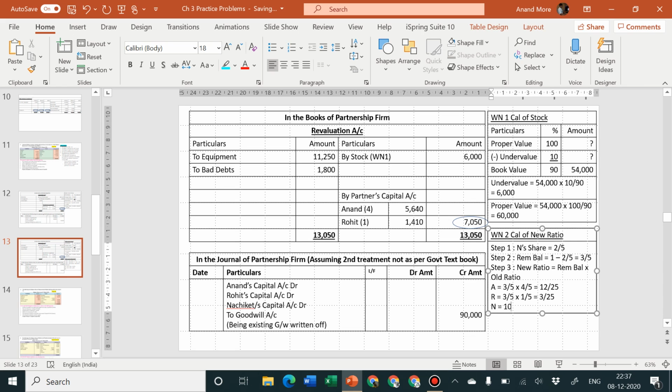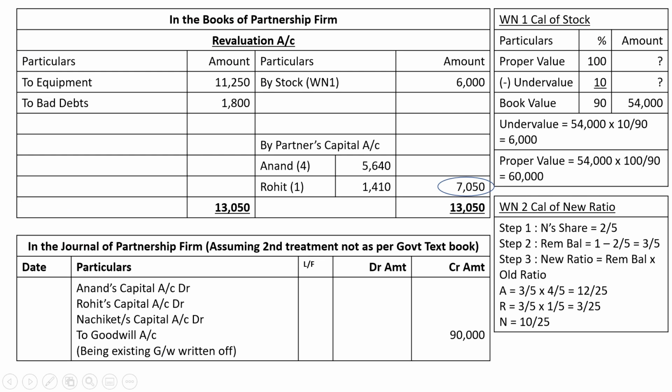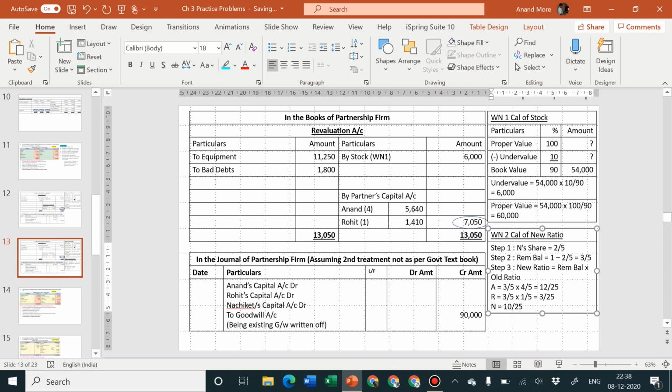So N is equal to 10 upon 25, and 10 upon 25 can also be considered as 2/5, because 10 upon 25, if numerator and denominator both are divided by 5, then you get 2 upon 5. So we are working the things properly. So new ratio is 12:3:10. Therefore new ratio is 12:3:10.